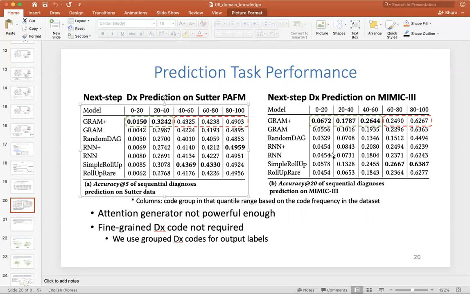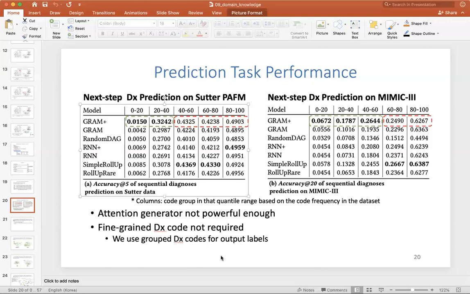These are pretty frequent codes, so when you're relying on domain knowledge, you should at least do as well as other models that don't rely on domain knowledge, but it does not. Obviously this is because your attention function is not generating the attention weights properly, so GRAM Plus is underperforming. As I said, we were using only a feed-forward neural network with a single hidden layer to generate the attention weights. If we could use a more advanced, more powerful model, maybe we could see better performance from GRAM Plus or GRAM.